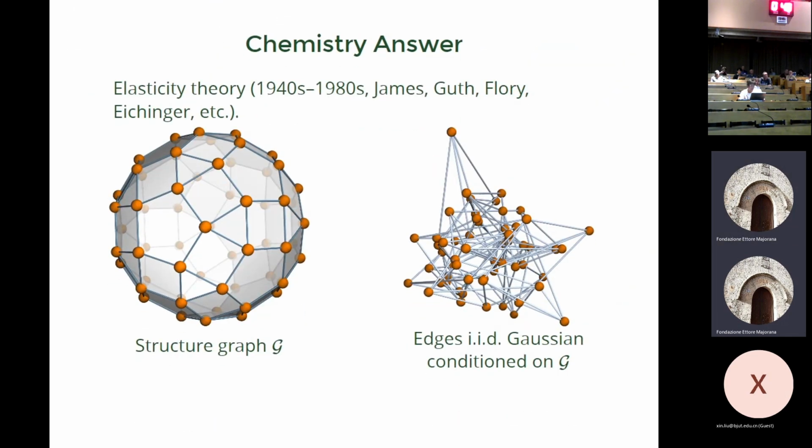Okay, so now, of course, the chemists thought about this a long time ago, really going back to the 40s with James and Guth, and then Flory and Eichinger and various people. So the elasticity theory, if you think about it in the right way, is basically a theory of these topological polymers. And so the idea is you have some structure graph, and then in this phantom network theory or elasticity theory or James-Guth theory or whatever you want to call it, you say, okay, great.